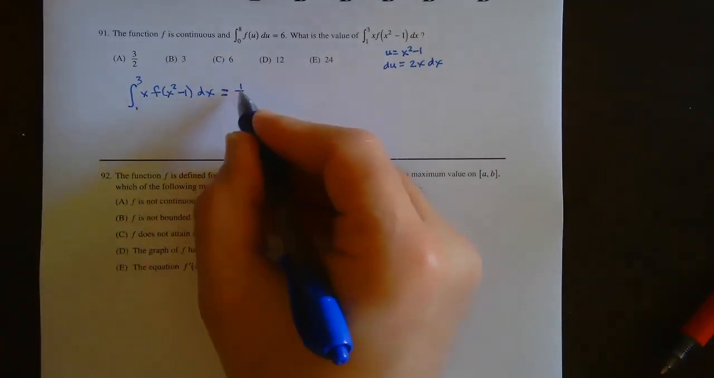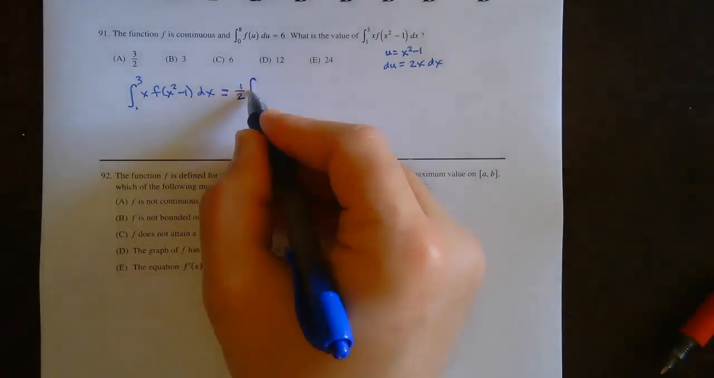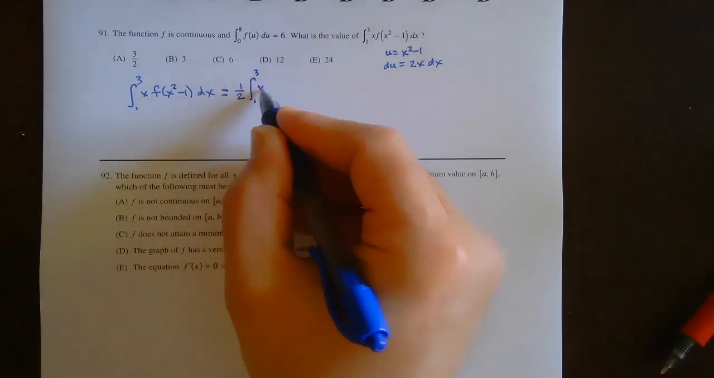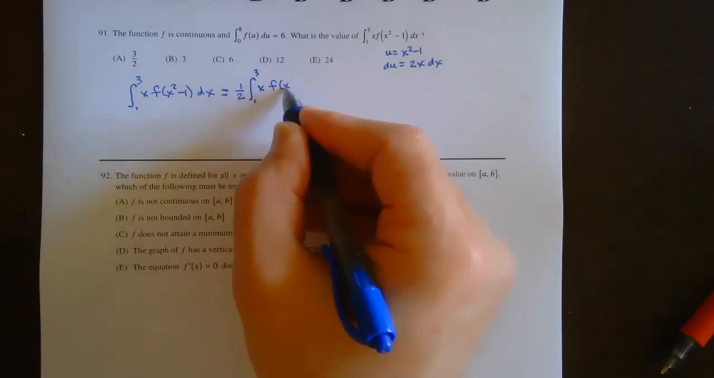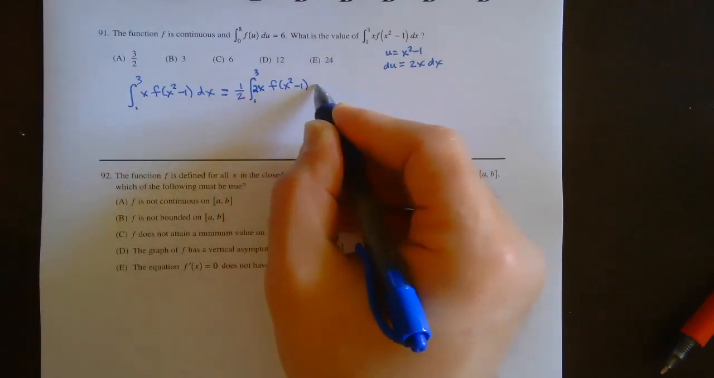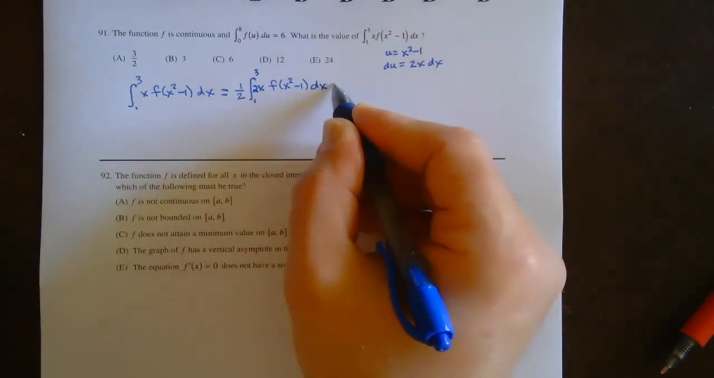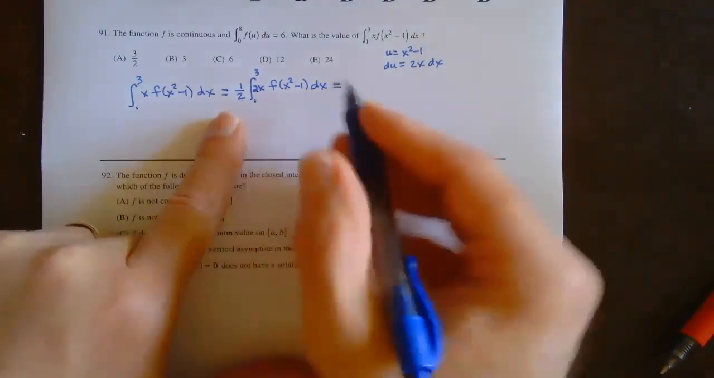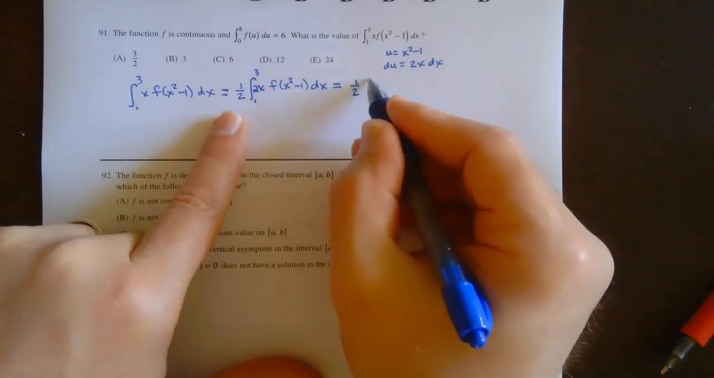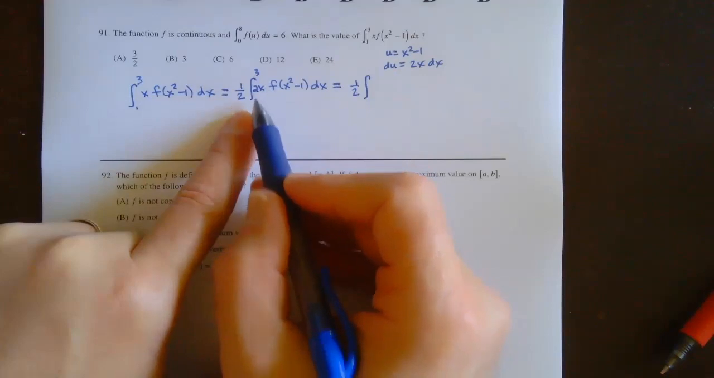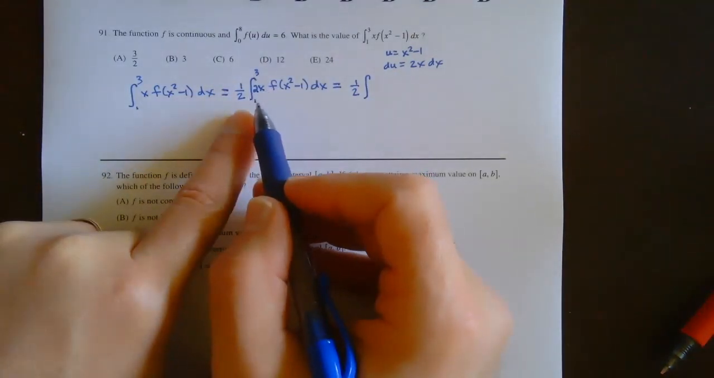So this would be 1/2 times the integral from 1 to 3 of 2x f of (x squared minus 1) dx. I forgot to put the 2. Now we're going to switch everything to u's, okay? So we still have this 1/2. We have our integral. Now, these are no longer going to be x values. They're going to change to u values, okay?